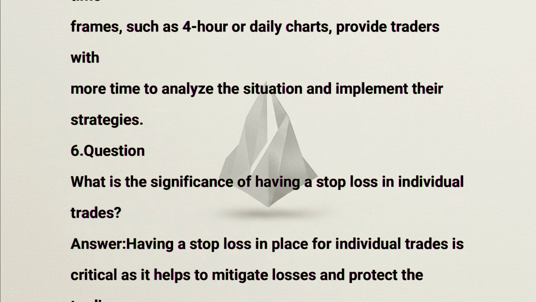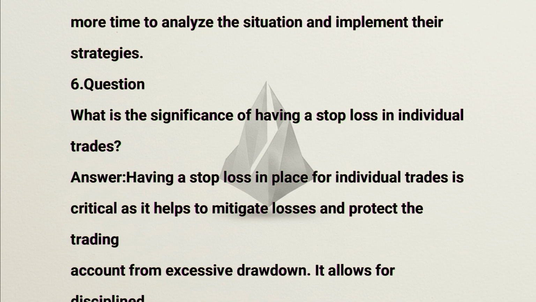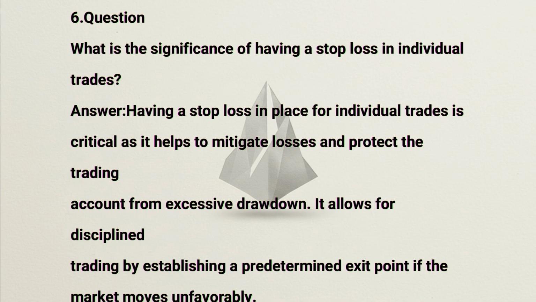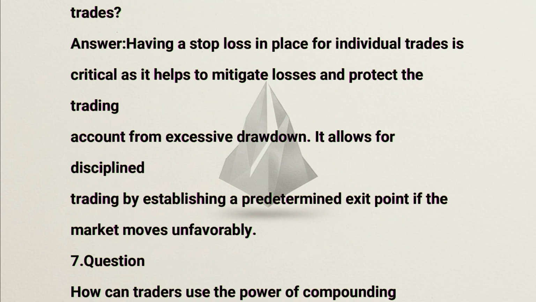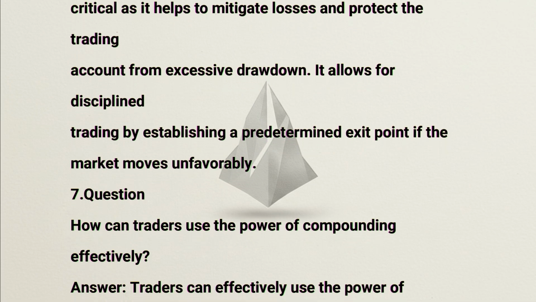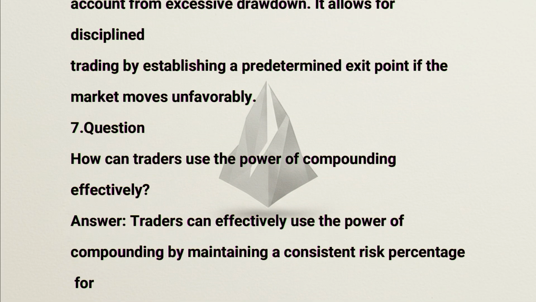Answer: having a stop loss in place for individual trades is critical as it helps to mitigate losses and protect the trading account from excessive drawdown. It allows for disciplined trading by establishing a predetermined exit point if the market moves unfavorably. 7. Question: how can traders use the power of compounding effectively?